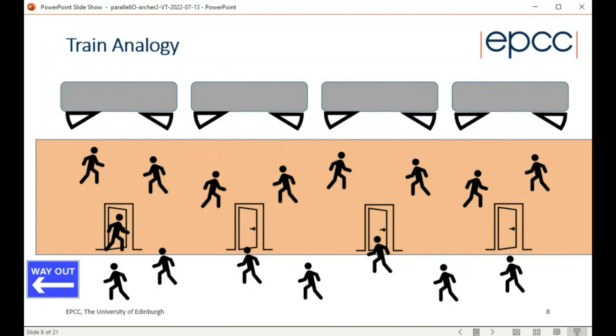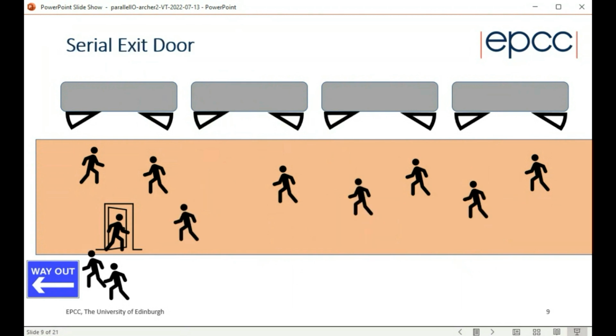And immediately you can see there are different issues here. For example, if I have a serial exit door and that corresponds to an unstriped file in Lustre speak, the file is only living on one disk, then having lots and lots of doors open on the train isn't a good idea, because the limiting factor is this. We're overloading this single exit door with too many people coming out at once. So that's an I/O pattern we're going to look at. Are we limited by the bandwidth of it? What is the relative bandwidth of lots of doors on the train versus a single exit door here?